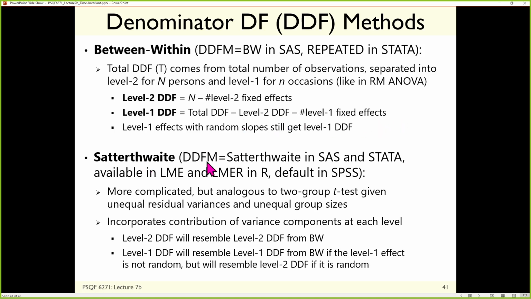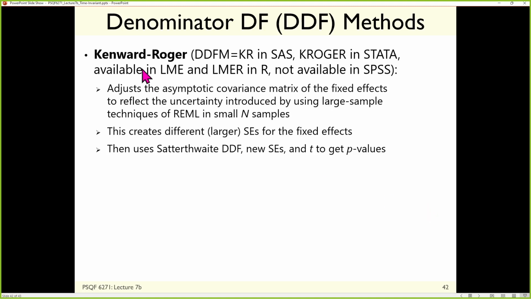In Satterthwaite, the level 2 predictors will look more like level 2 degrees of freedom, and level 1 will look more like level 1 if it's fixed, but if the effect is random, it moves to level 2. And there's a whole bunch of older research on these suggesting that this does matter if you have, say, 5 people in 3 occasions, like that level of small, then you've got to worry about this. Kenward-Roger takes Satterthwaite and also adjusts the variance components for any small sample bias. So it does result in different standard errors if you use Kenward-Roger, not just different degrees of freedom.